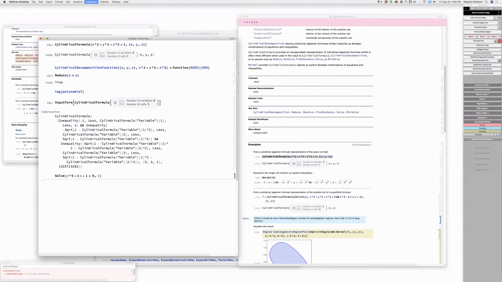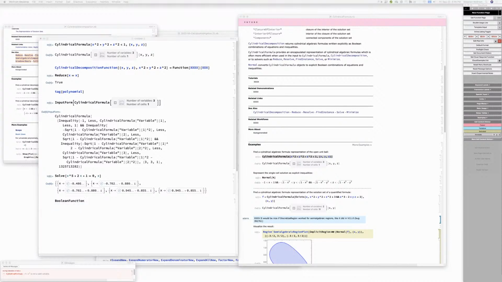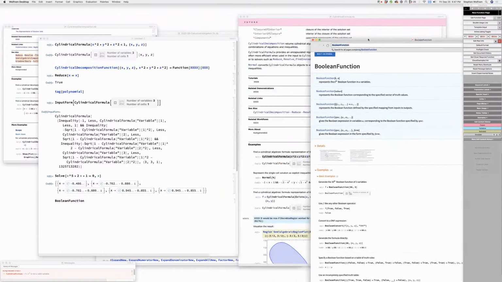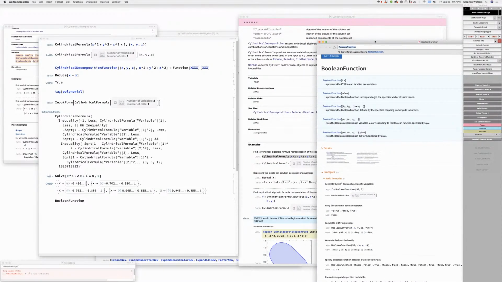If you look at the Boolean function object, notice it does have the word function in its name, because it really is a function. I know, that's the difference. You apply it to arguments and it does its thing, right? And actually, you can also apply cylindrical formula to arguments and it does its thing. So it's very similar. I understand. I got it. And it's true or false. Yes.